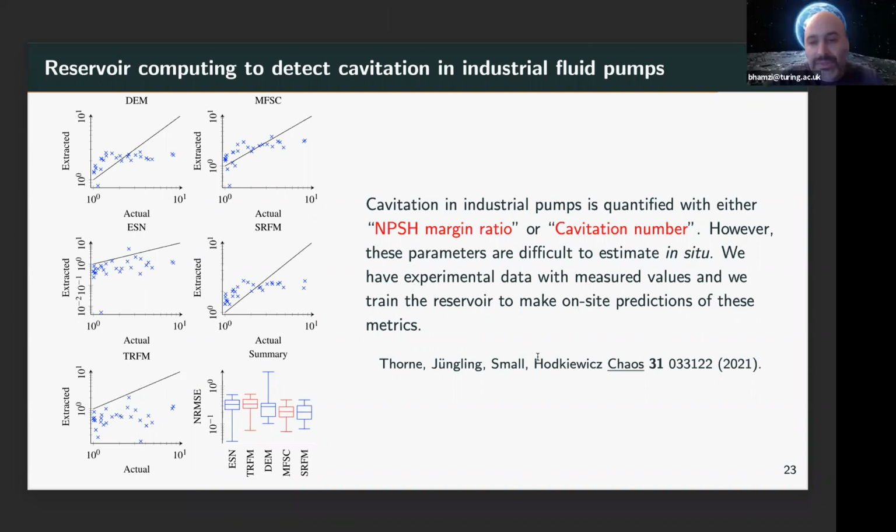I was thinking, for example, would you be able to detect the critical point of the bifurcation? Yeah, I believe so.